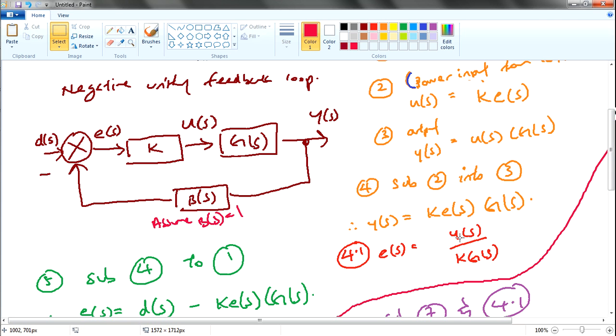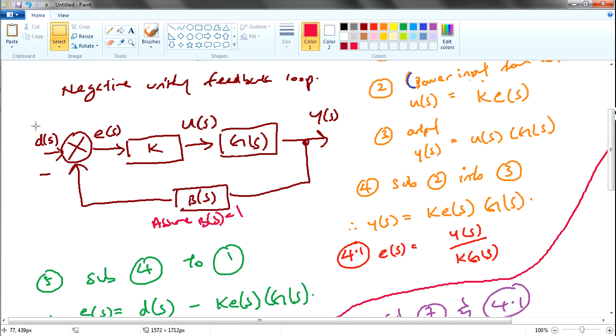And E(s), you just rearrange, you just bring K and G downwards, so you have over here E(s) is equal to Y. So I have made the relationship between the changes between the input and output in terms of output and some values in the forward function. So this is a forward path.